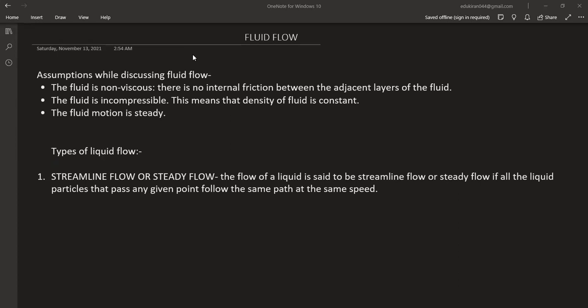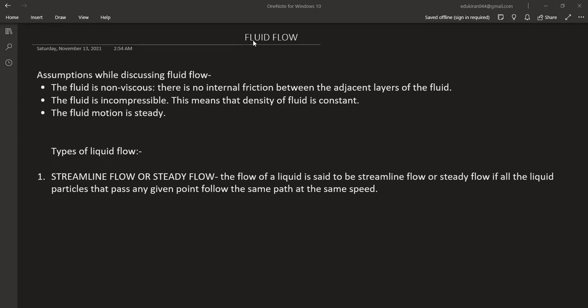So the fluid is non-viscous. There is no internal friction between the adjacent layers of the fluid. The fluid is incompressible, which means the density of the fluid is constant, and the fluid motion is steady. So these are the assumptions we make when the fluid is flowing. But we'll see all the postulates in kinetic theory, so let's leave this first.